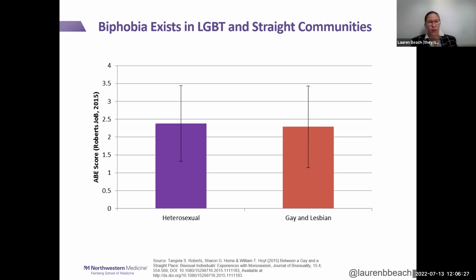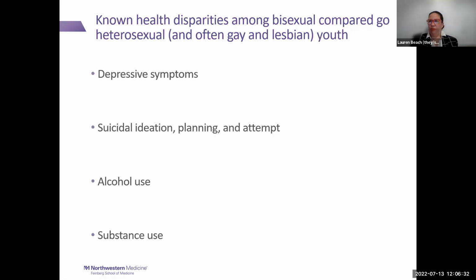That's also talked about a lot in the Invisible Majority report by Movement Advancement Project, which is an optional reading. So I'm not going to go in depth through all the different studies here. I'll probably post some additional optional papers as resources to read through some of the systematic reviews and meta-analyses that have shown wide-ranging disparities among bi plus people, often not only in comparison to heterosexual people, but also gay and lesbian people, with regard to health outcomes: depressive symptoms, anxiety, as well as suicidal ideation, planning, and attempt.